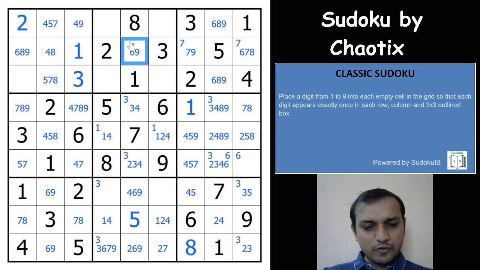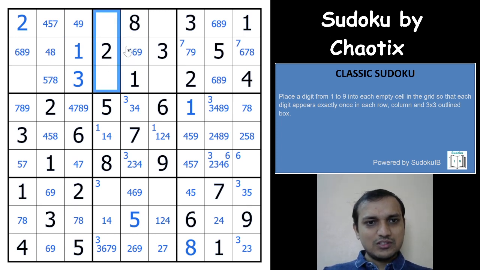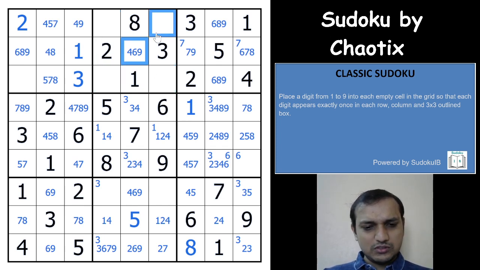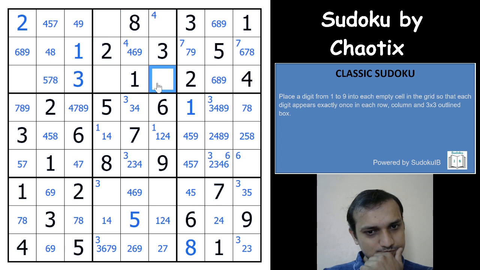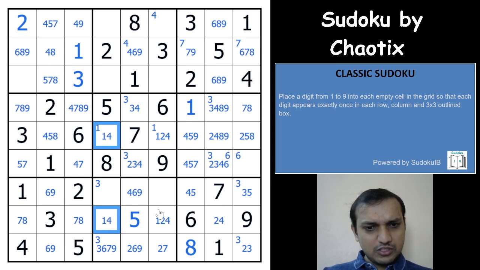Why did I eliminate 4 from this cell? You have a 4 here, of course. I just eliminated to show the uniqueness trap here. Okay, so you have a 4 in one of these two cells. Yeah, so I was talking about swordfish of 4, finned swordfish of 4. So 4 is in one of these two cells. 4 is in one of these 4 cells.